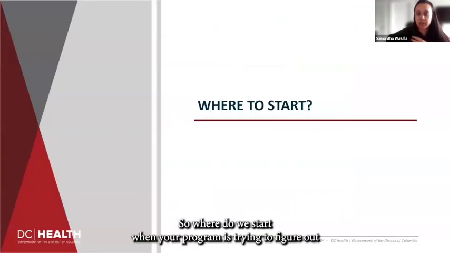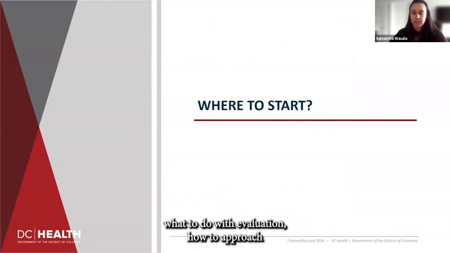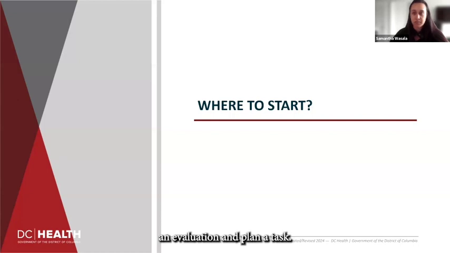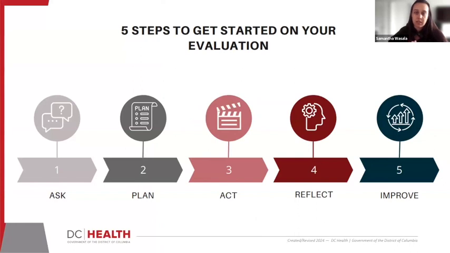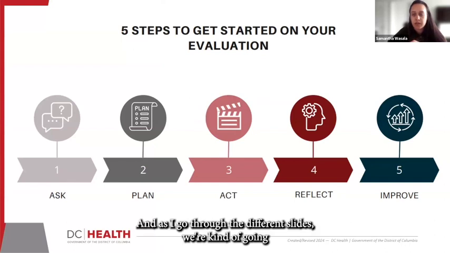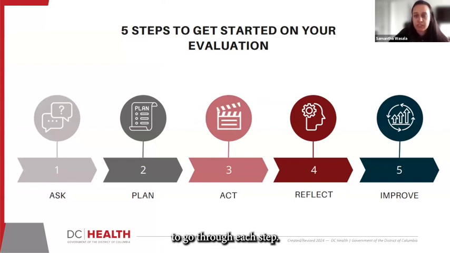So where do we start when your program is trying to figure out what to do with evaluation, how to approach an evaluation plan, a task? So here are 5 steps that will help you get there. We want to ask, plan, act, reflect, and improve. And as I go through the different slides, we're going to go through each step and what is involved in those.